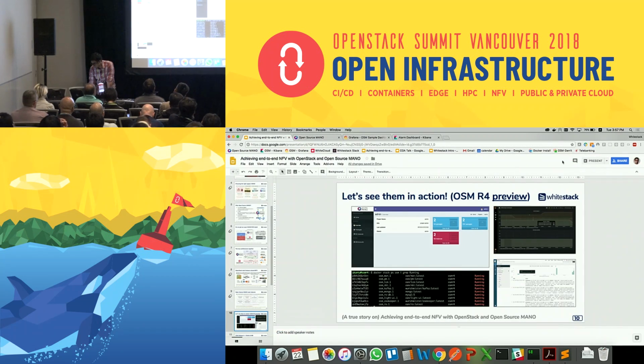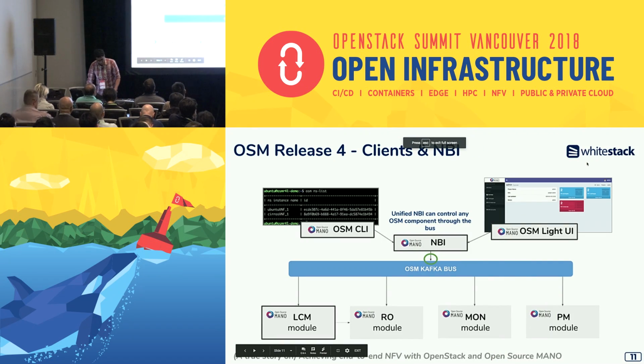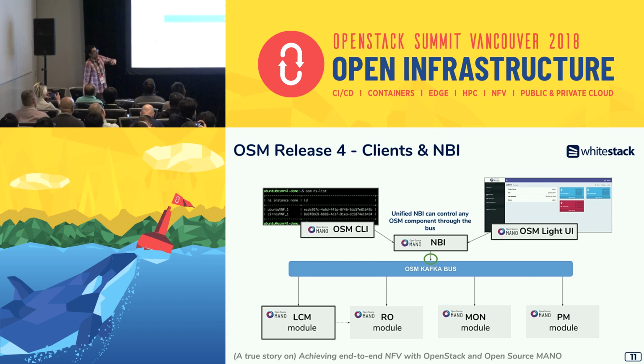OK, so back to the presentation. A little bit more of detail about how this is working. Regarding how the clients connect to OSM, I told before that we have a new northbound interface. So the OSM CLI and the OSM Lite UI, the new graphical interface, they all talk to the new northbound interface, which is based on ETSI SOL 005. And this sends the orders to the Kafka bus, which in turn can send any order to any of the modules existing or new of the OSM system.